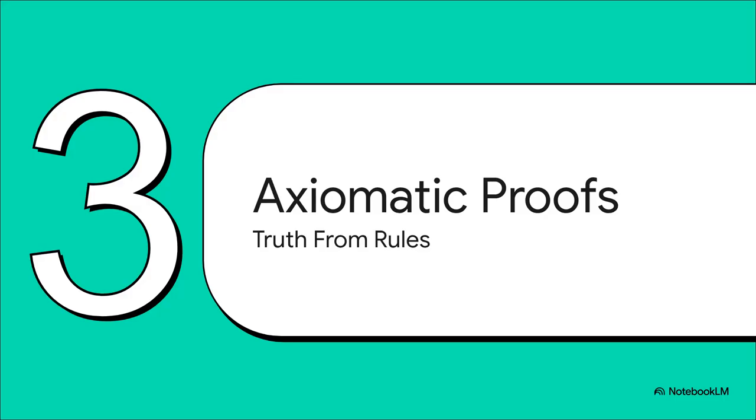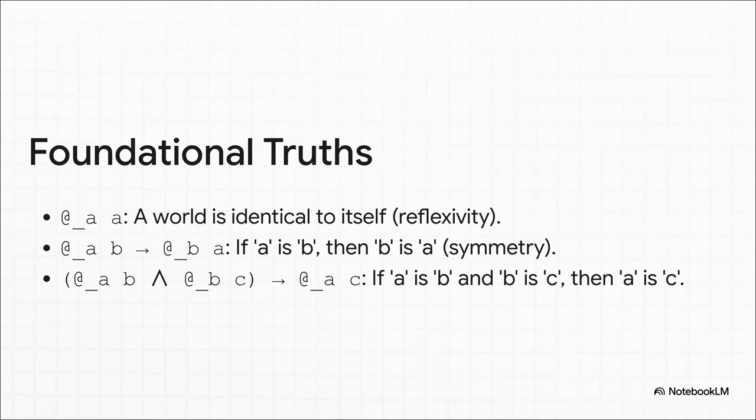Okay, so now that we have these new toys, the ability to name and jump to specific worlds, how do we actually prove things with them? Let's start with axioms, which are kind of like the fundamental, self-evident building blocks of a logical system. Because we can name worlds, for the first time we can write down some super obvious common sense rules about identity that were just impossible to say before. Things like, a world is identical to itself. Or if A is the same as B, then B is the same as A. Basic stuff about identity that we can now express right inside the logic.